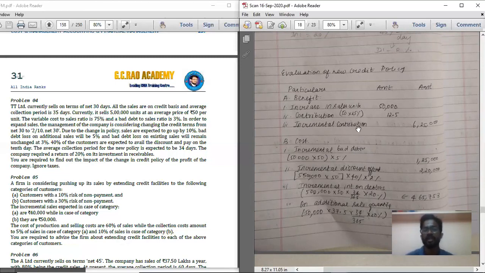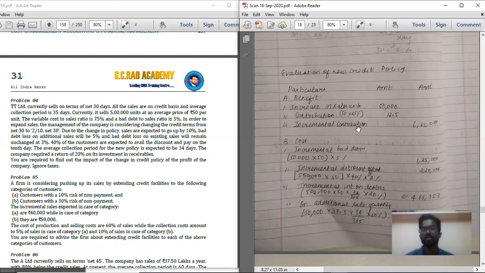Below that, draw a 3 columnar table: first column particulars, second column amount, third column also amount. Under particulars, capital A, benefit. Below that, small Roman number 1, increase in sales in units. In the inner amount column, how much is the increase in sales? 50,000. That is 5 lakh into 10%.